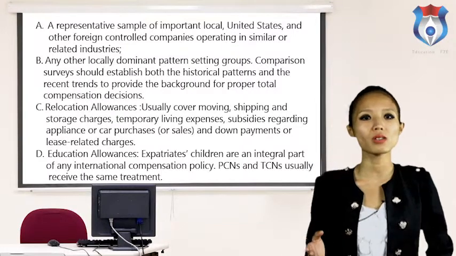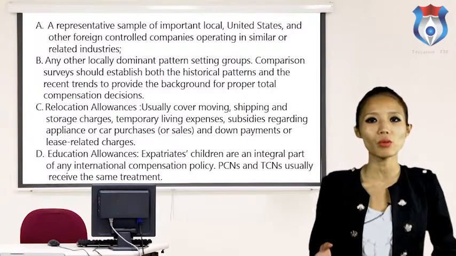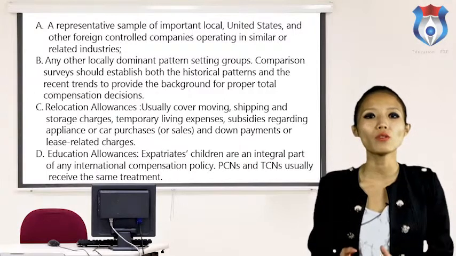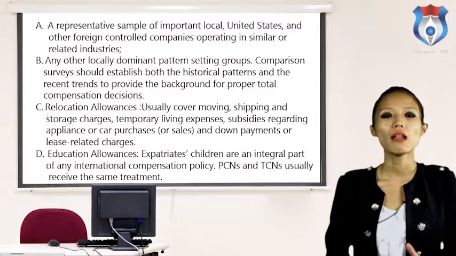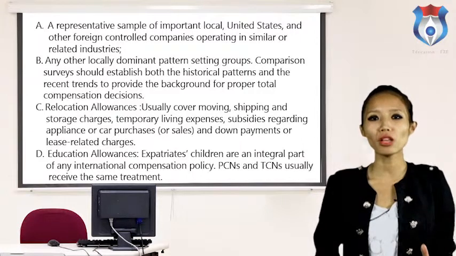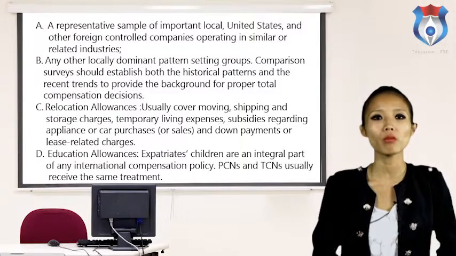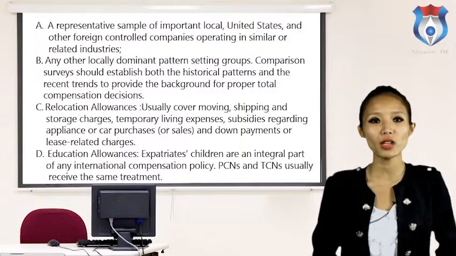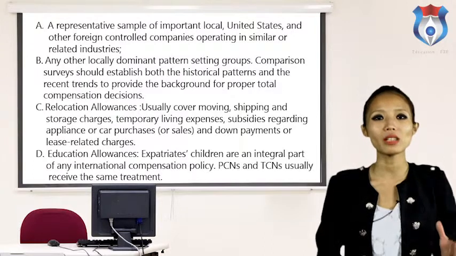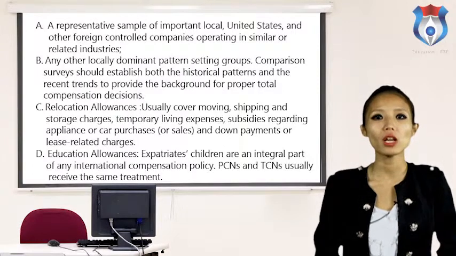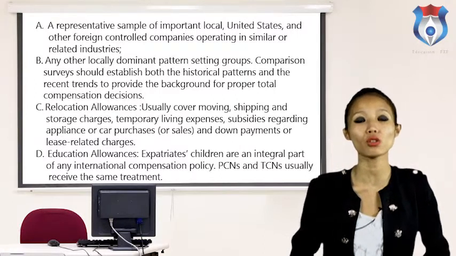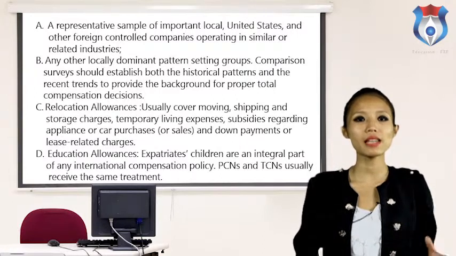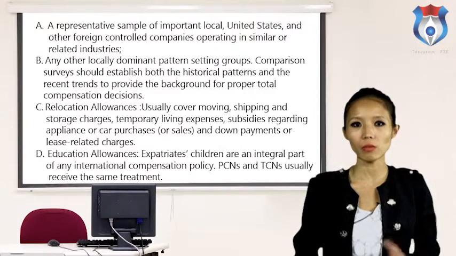Comparison surveys should establish both the historical patterns and the recent trends to provide the background for proper total compensation decisions. Relocation allowances usually cover moving, shipping and storage charges, temporary living expenses, subsidies regarding appliance or car purchases or sales, and down payments or lease-related charges. Education allowances: expatriates' children are an integral part of an international compensation policy. PCNs and TCNs usually receive the same treatment.